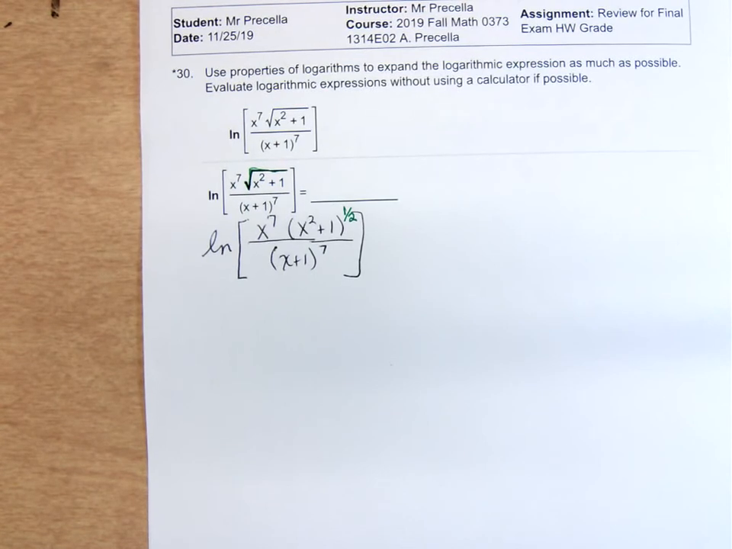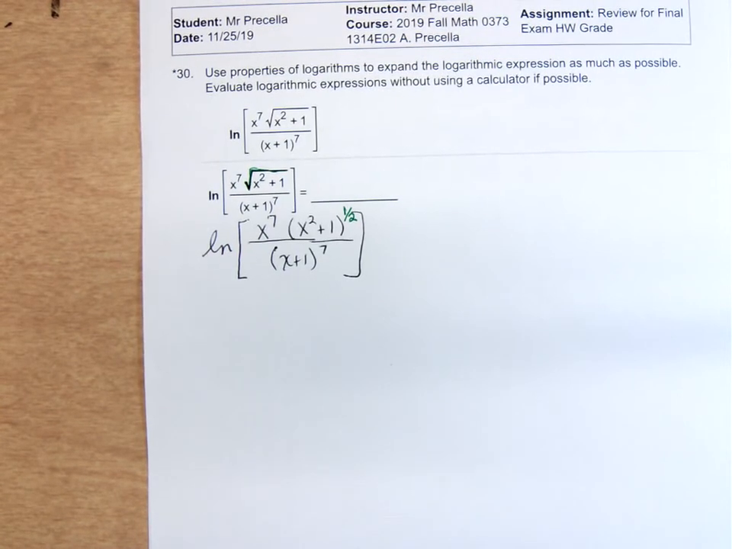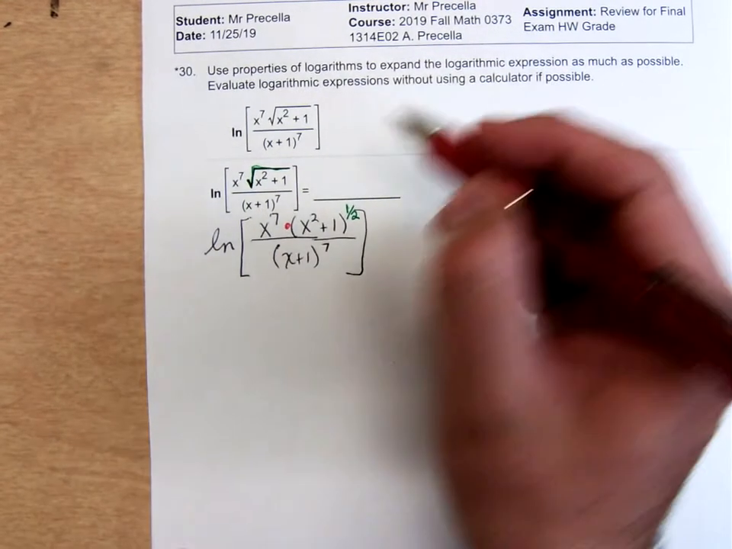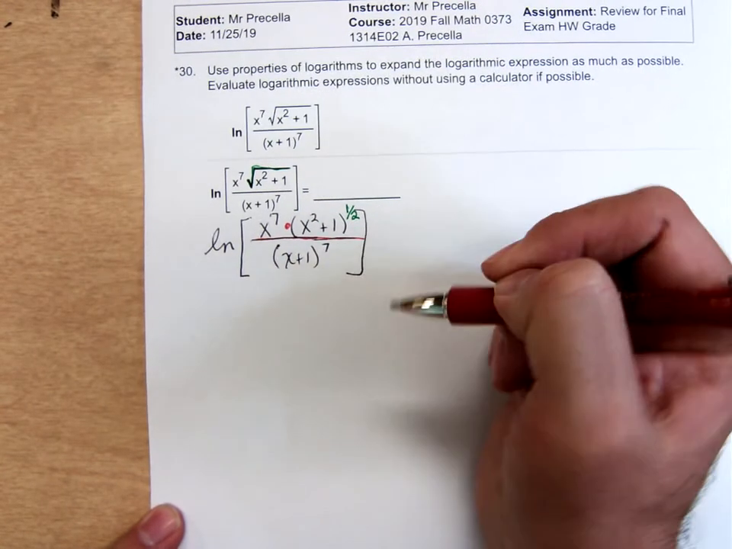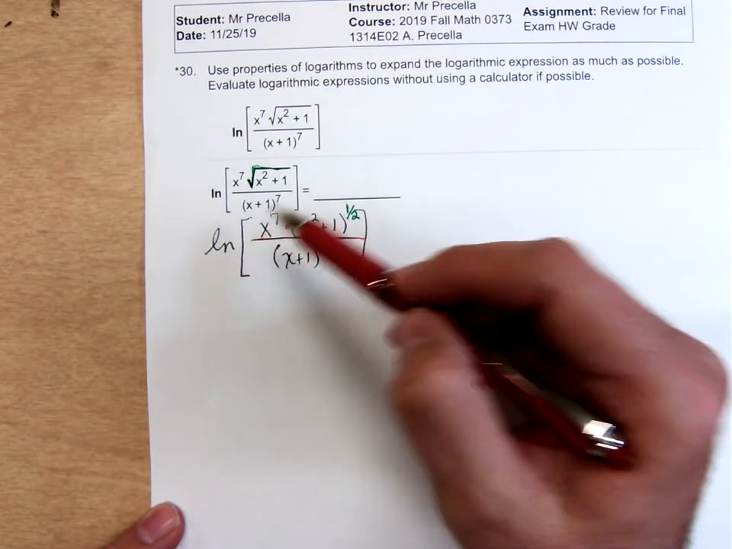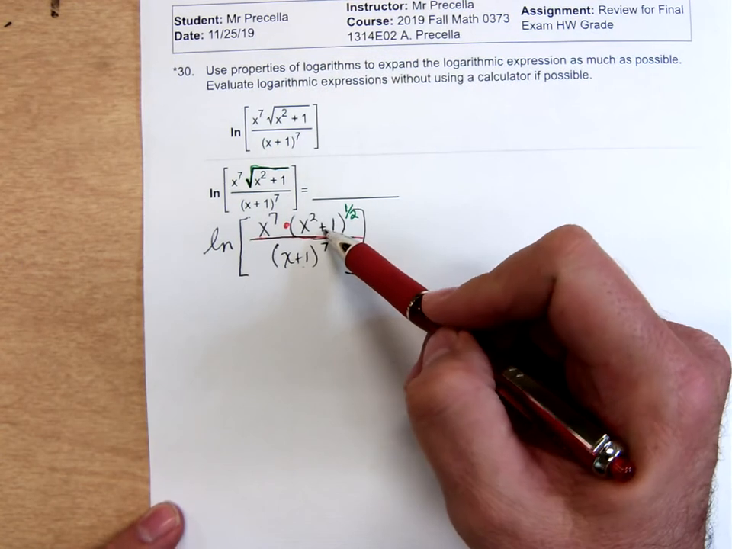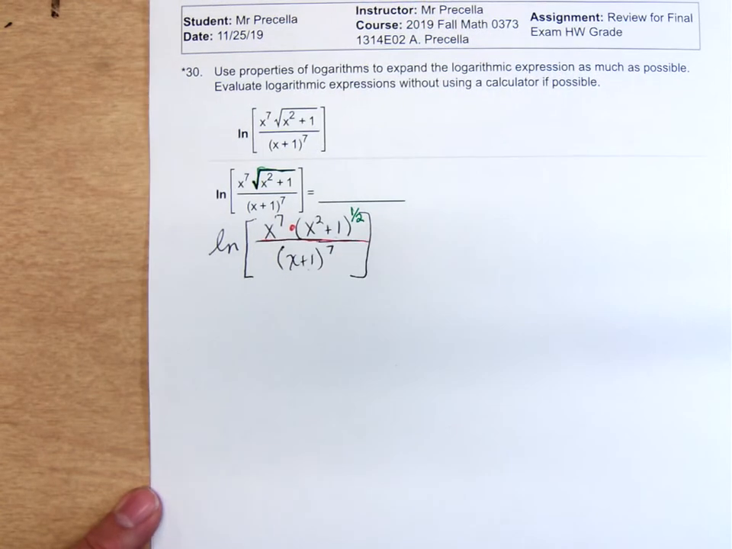And now it's time for those red dots and red fraction bar. You separate at multiplication and division. So where's the multiplication? Well, right there. That's multiplication. And there's no other multiplication, but there is division right here. This is going to separate into 1, 2, 3 logarithms. You can't separate at addition or subtraction. So this x squared plus 1 is going to stay at x squared plus 1 in parentheses. The x plus 1 is going to stay an x plus 1 in parentheses.